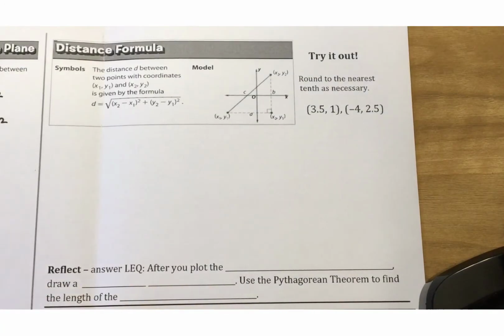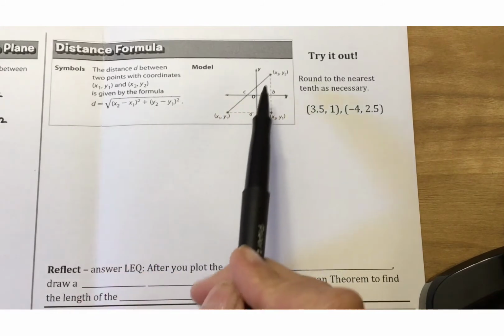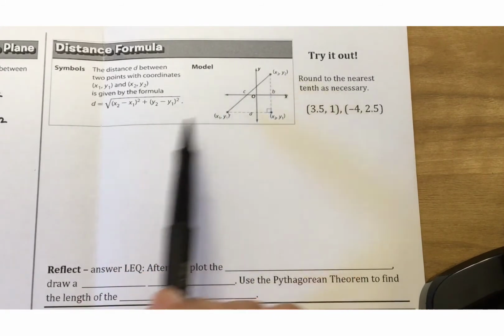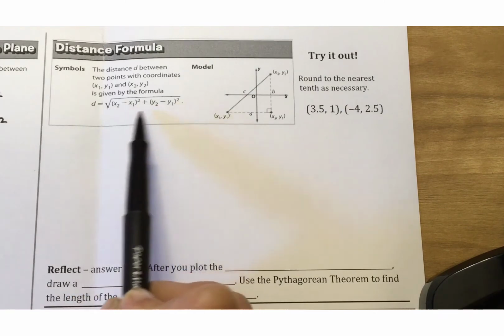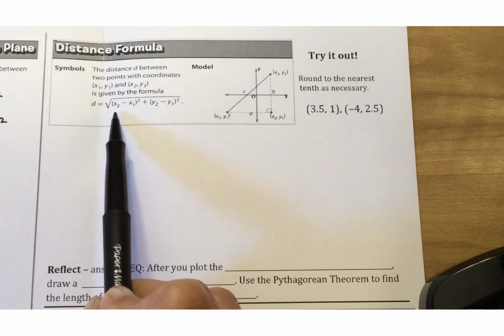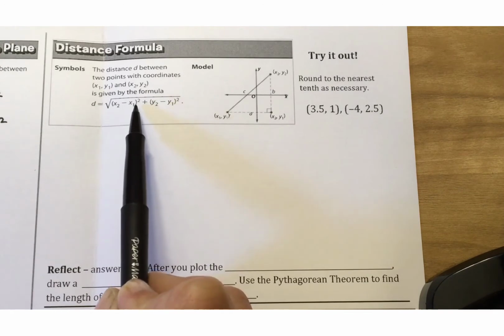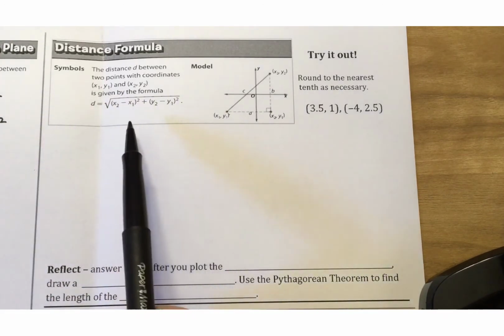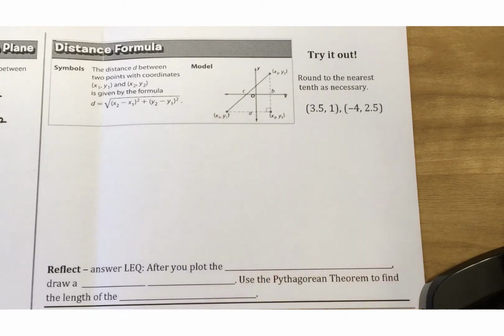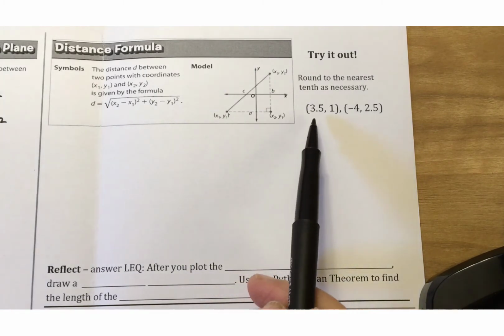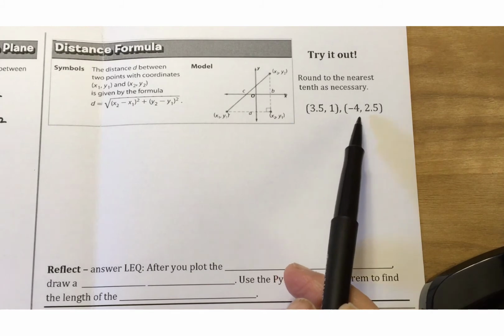So using the distance formula, we can find the distance between the 2 points by using this formula where d is equal to the square root of second x minus the first x squared, just like you did on the other page, plus that second y minus the first y squared. We're given the points 3.5, 1, and -4, 2.5.